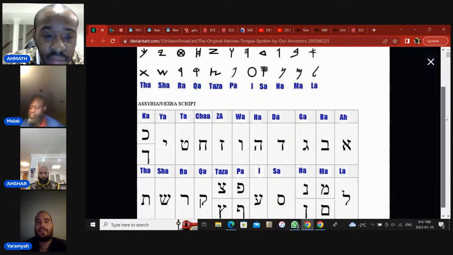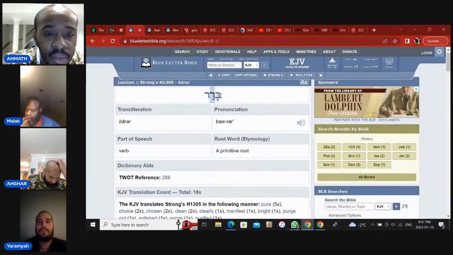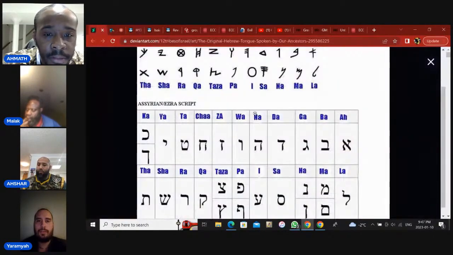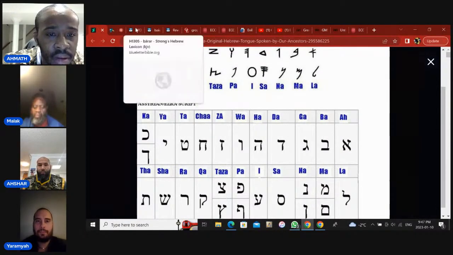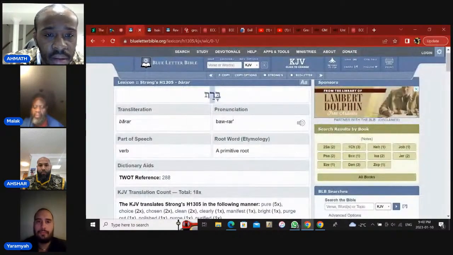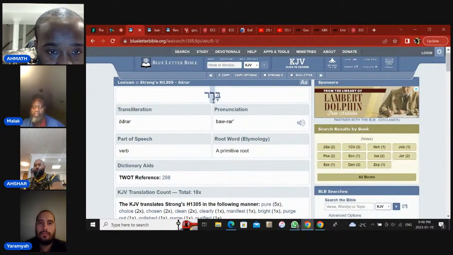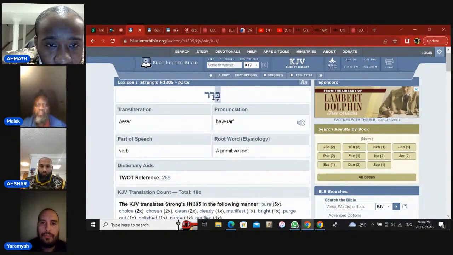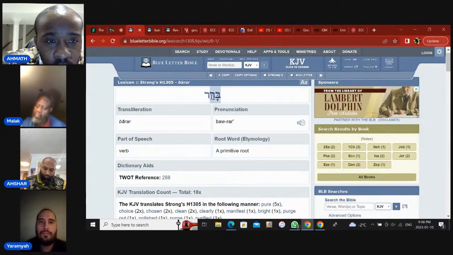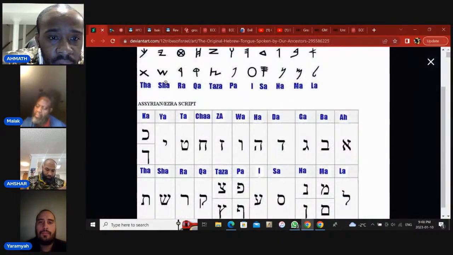Yep, absolutely. So you see here, we got Ba, and then you got the seven lookalike character that gives us Da. And another seven lookalike character. So you see these little characters here on the bottom, the line and the line with a dot. Let me see if I can pull it up here.